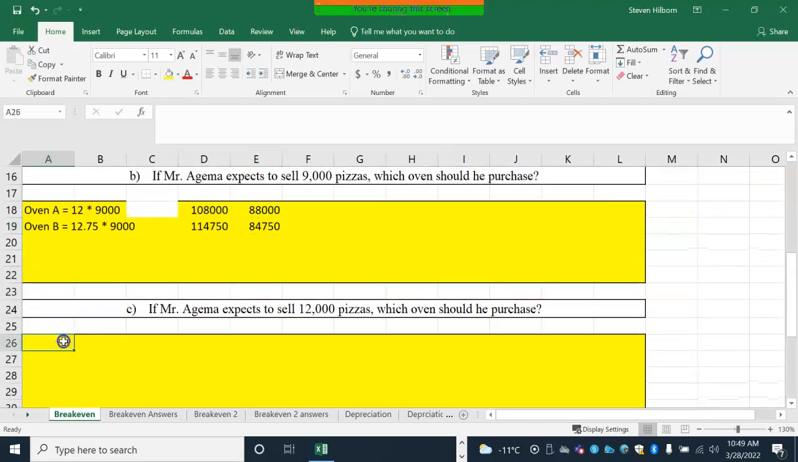Now, same thing, and I'll just do it a little bit quicker. If we're going to sell 12,000 pizzas, which one should we do? So I'll just do the math a little bit more quickly. $12 times 12,000, or 12.75 times 12,000.